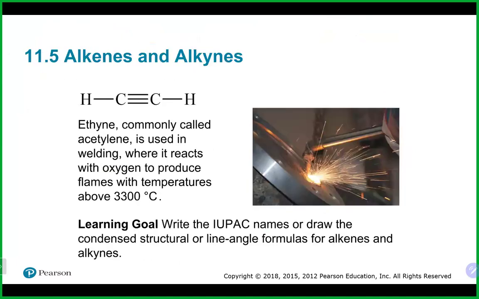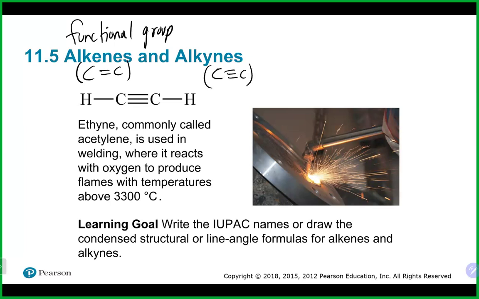The next couple groups of organic compounds are alkenes and alkynes. They have functional groups for each of these. Remember, the functional group is the part of the molecule that makes it that type of organic compound. For alkenes, you need a double bond. And for alkynes, you need a triple bond. Those are the functional groups for each of those.